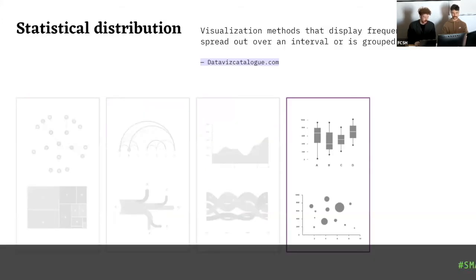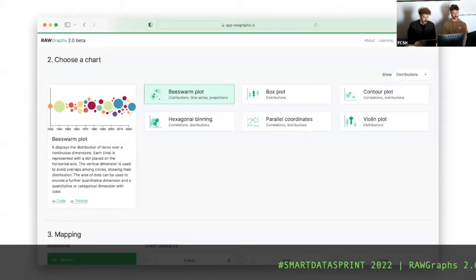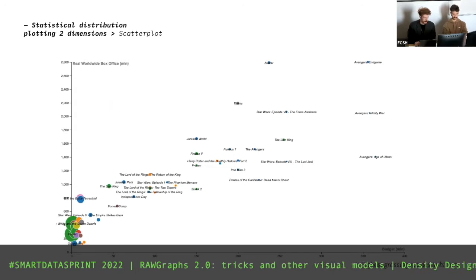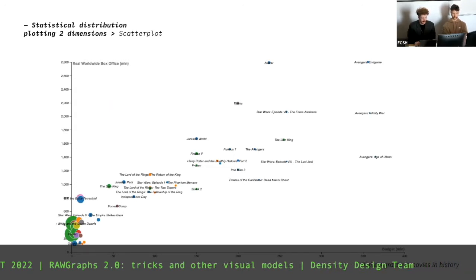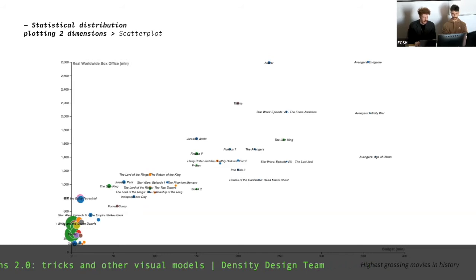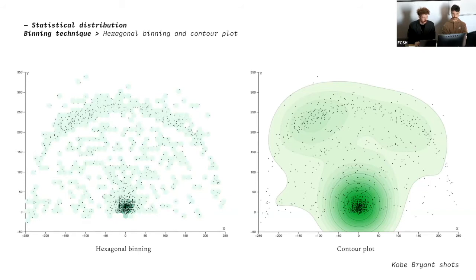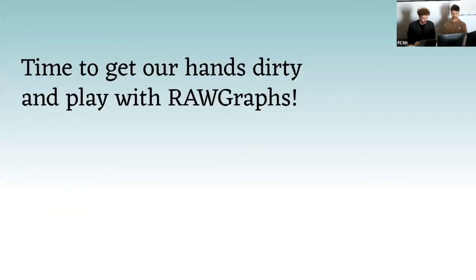The last visual model is the statistical distribution, and for example there are the box plot, the parallel coordinates, or the violin plot. And we can see the most used one, that is the scatter plot, that represents the highest grossing movie in history by their budget and the real worldwide box office. Another interesting representation is this one that represents the shots of Kobe Bryant inside of the basketball court with a hexagonal binning and a contour plot.